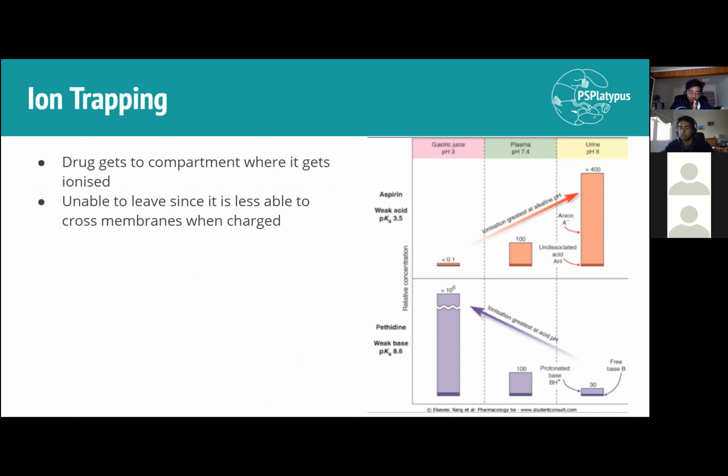Now, ion trapping is going to be a problem, right? Since we said that in some compartments of the body, if it's more acidic, then the base wants to grab more H plus, and it becomes BH plus, and then it's going to be ionized. And if it's ionized, it has low lipid solubility, and that means that it can't leave unless it has specific channel proteins or carrier proteins, since it can't move across the cell membrane easily. So there's a phenomenon called ion trapping, where essentially the drug is unable to leave since it's less able to cross the membranes when charged.